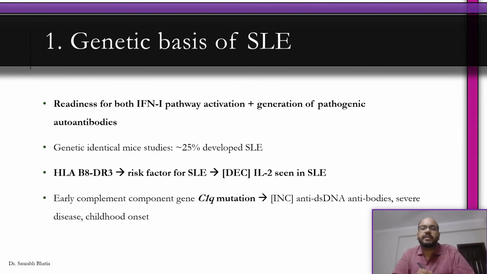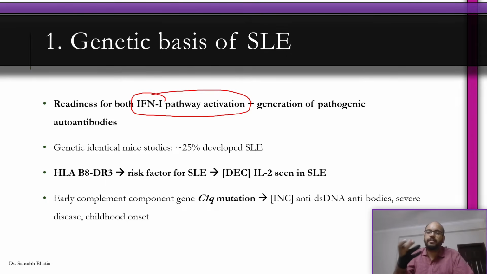The first aspect is the genetic basis of SLE. In the genetic basis, one thing to understand is that the main pathway responsible is interferon 1. The type 1 interferons include interferon alpha, beta, I think delta and kappa. All those interferons are part of a larger family of interferons known as interferon type 1. So, an individual who develops SLE has a genetic predisposition to secrete interferon 1 cytokines.